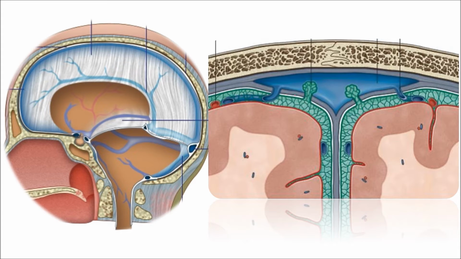Now, these meningeal layers, they will join at certain areas to make folds within the cranium. These folds include the falx cerebri, the tentorium cerebelli, the falx cerebelli, and the diaphragma sellae.